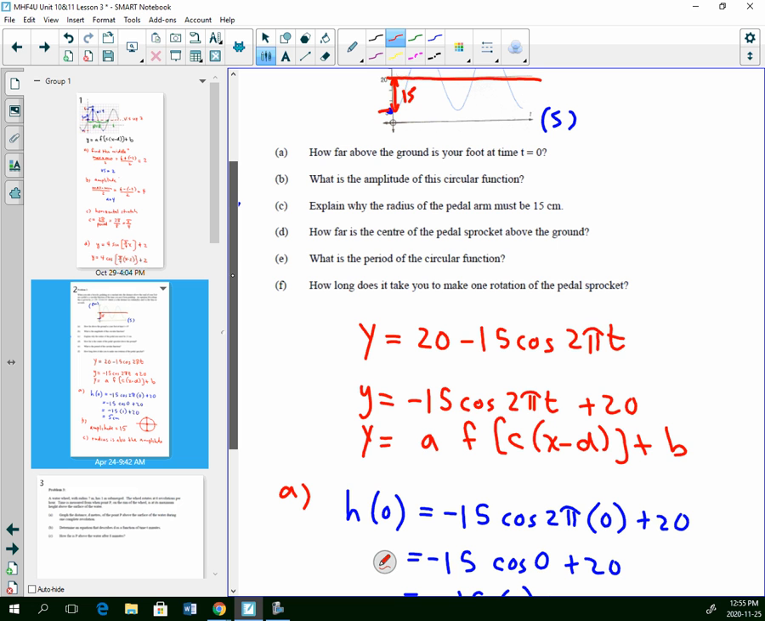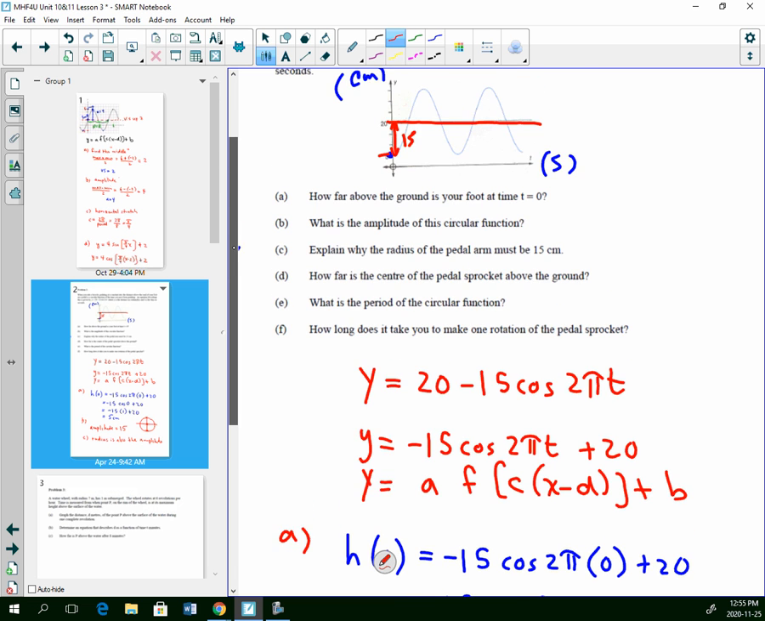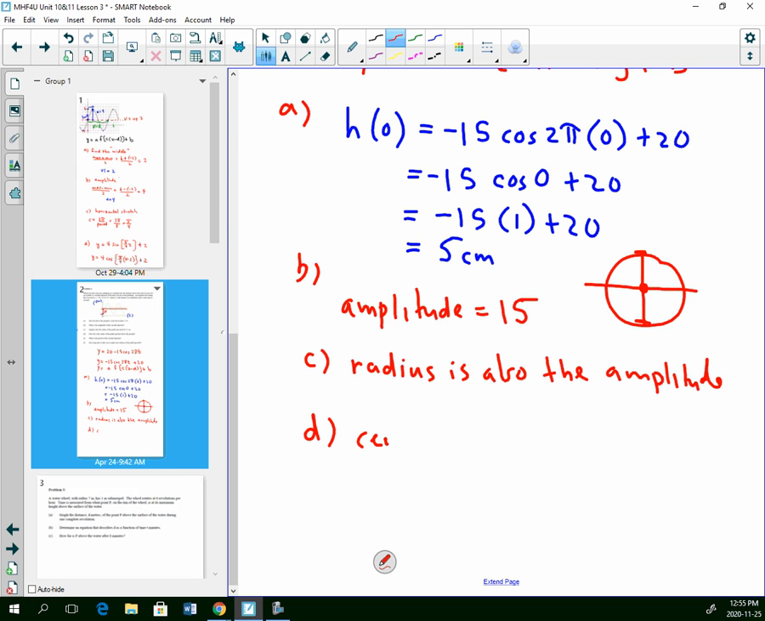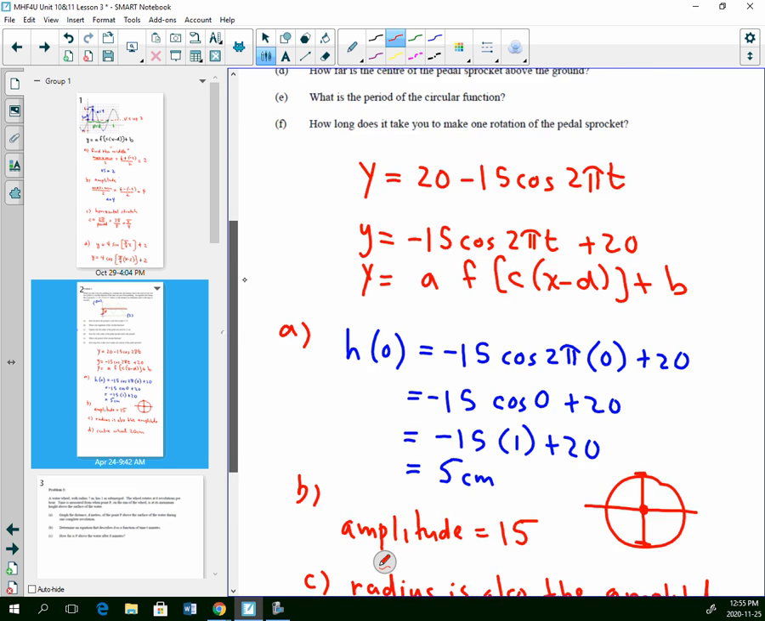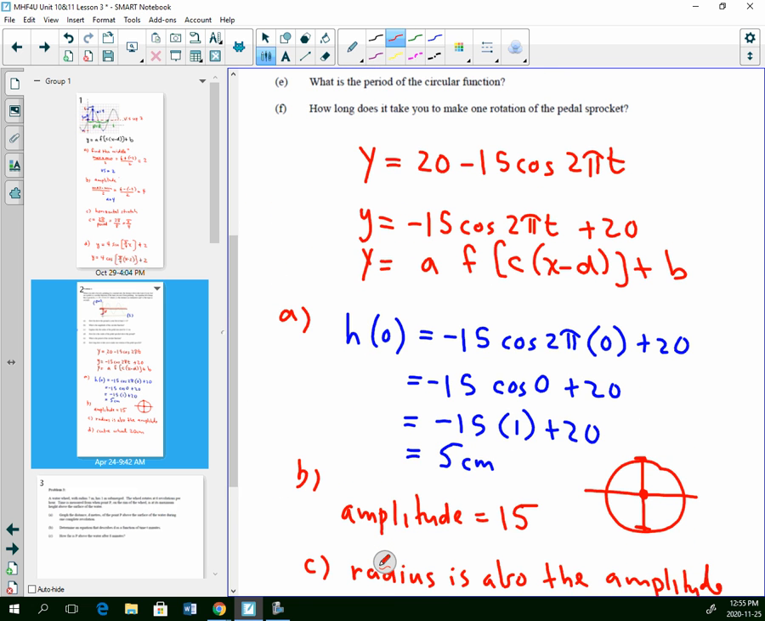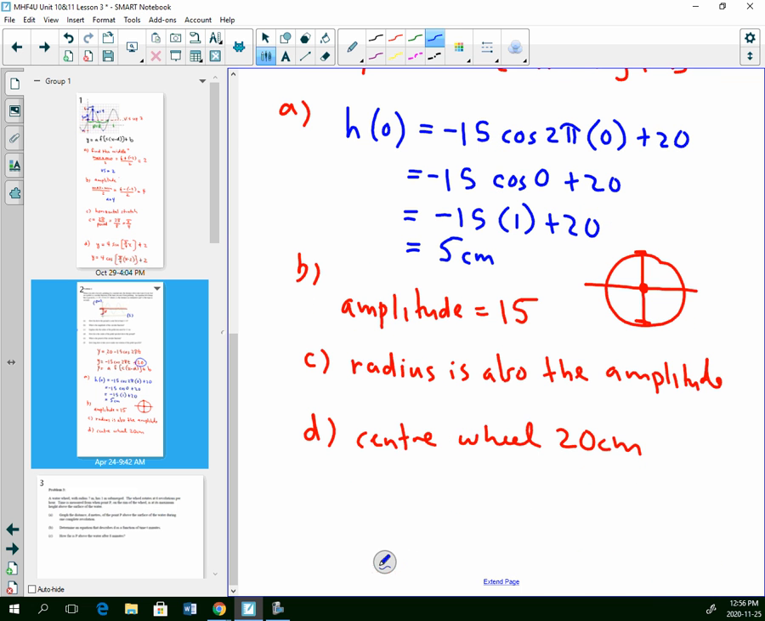How far is the center above the ground? Well, that's the middle at 20. So again, I could see that from the graph, right? I can see it's at 20 up here, or in the equation, it's the vertical shift, right? So I can see from here, it's 20. So I'll just write here, it's also the vertical shift, or you can look on the diagram.